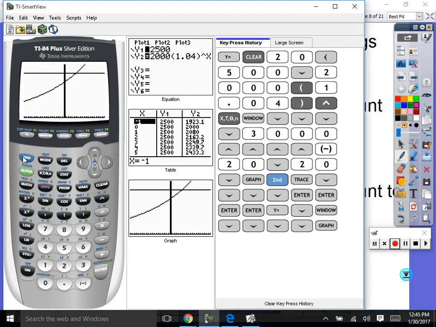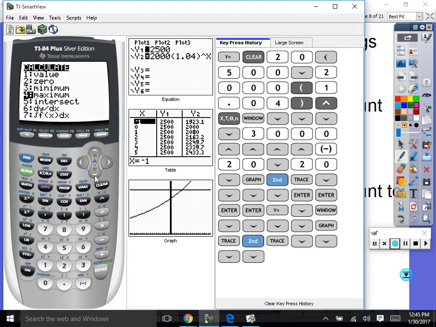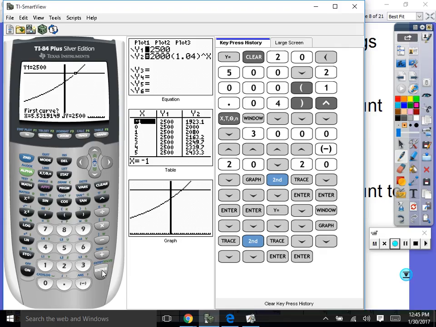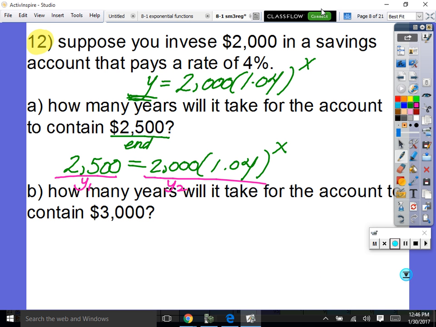We want to know when they're equal, where they intersect. So you'll do second trace, go down to intersect, and then it says first curve. It's on the line, so we'll hit enter. We don't have to do anything. It says second curve. It's on the exponential, so we're good. Hit enter. Then it says, do you want me to guess? Hit enter. If it ends up in the right spot, the intersection is at 5.7, right? 5.7 years. That's how much time it took, 5.7 years.